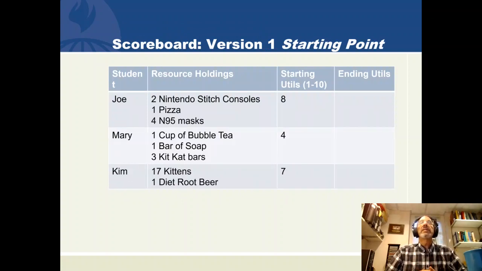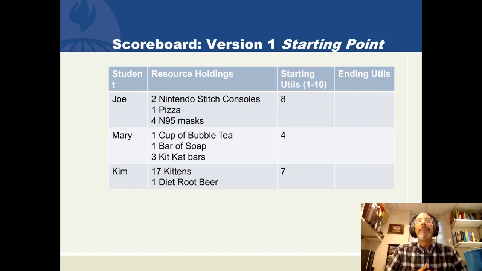So here is a starting point. I've got 3 people in this economy. I've got Joe, Mary, and Kim. And this is the economy. I've written down everything they own. For some reason, this is all the stuff they have, and it makes our job easier when we do our thought experiment. So Joe has 2 Nintendo Switch consoles. He has a pizza, 4 N95 masks. Mary has a cup of bubble tea, a bar of soap, and 3 Kit Kat bars. And Kim has 17 kittens and a diet root beer.